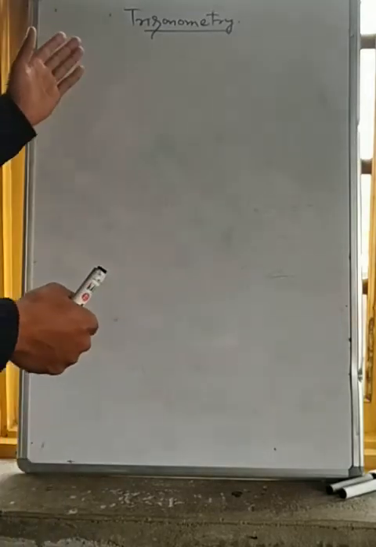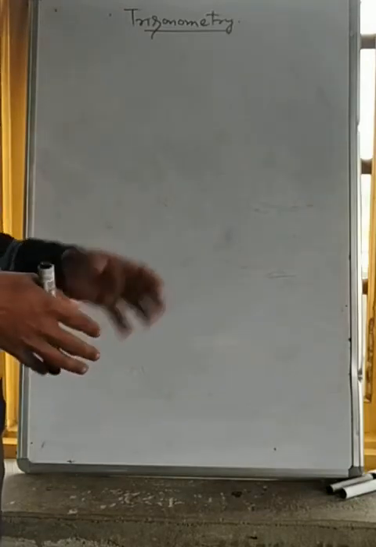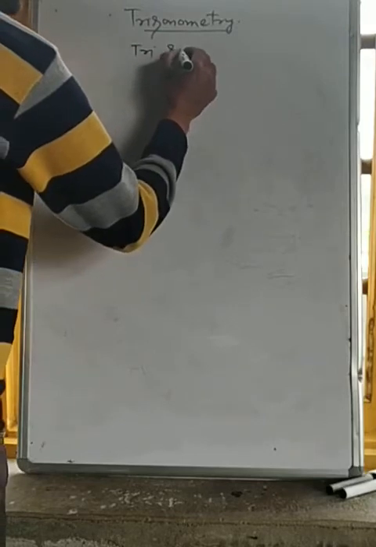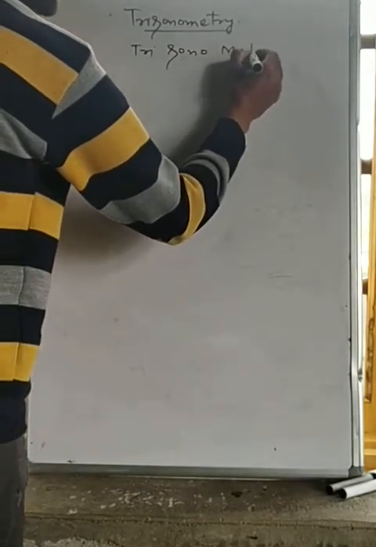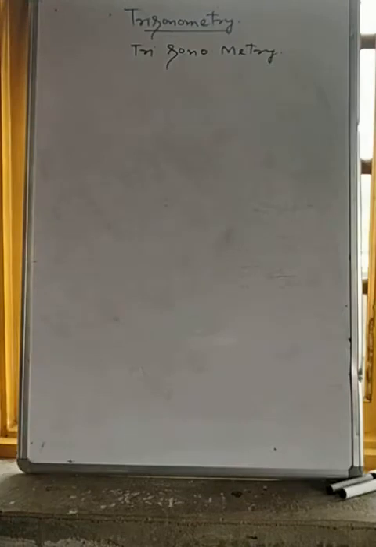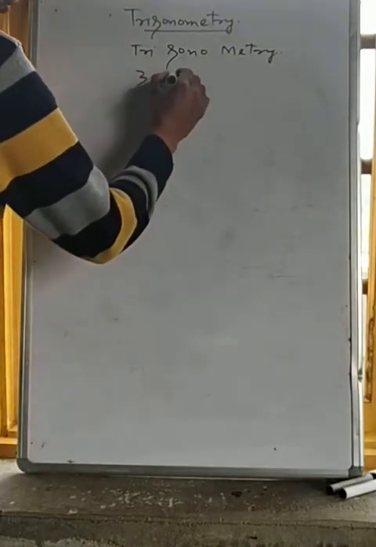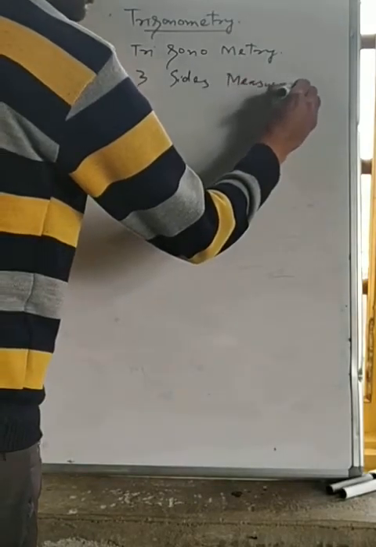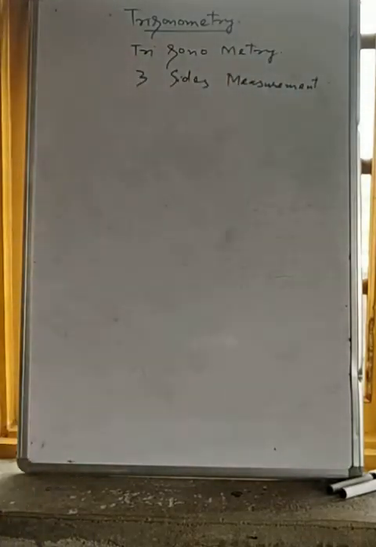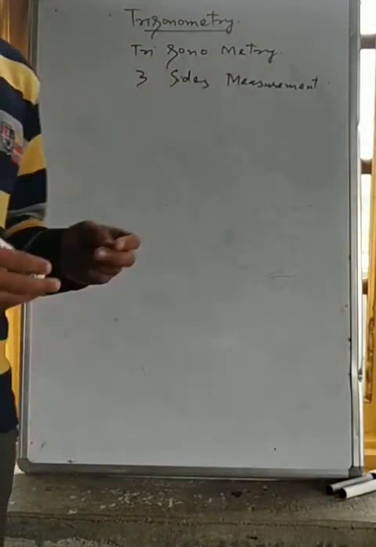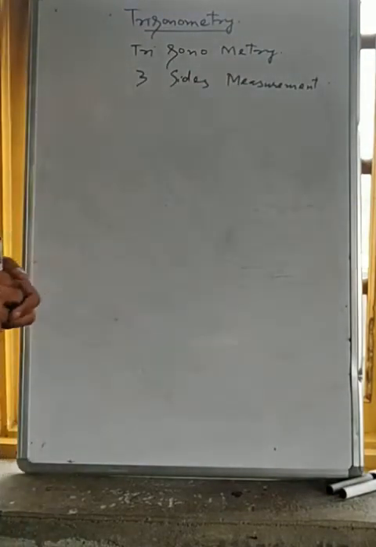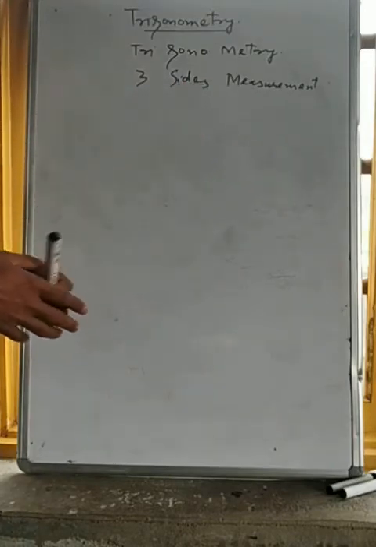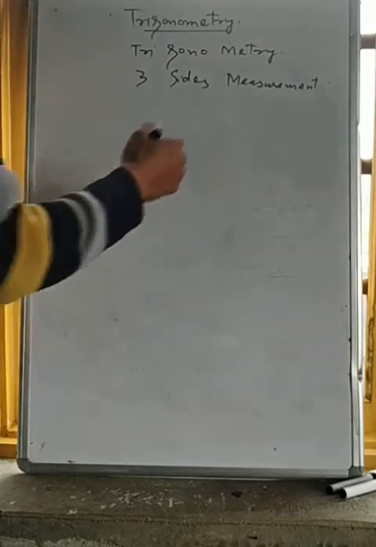So if we talk about trigonometry, it is the combination of three words: tri, gono, and metry. Tri stands for three, gono stands for sides, and metry for measurement. Trigonometry is the branch of mathematics in which we deal with the measurement of three sides of a particular triangle, which is a right angle triangle.